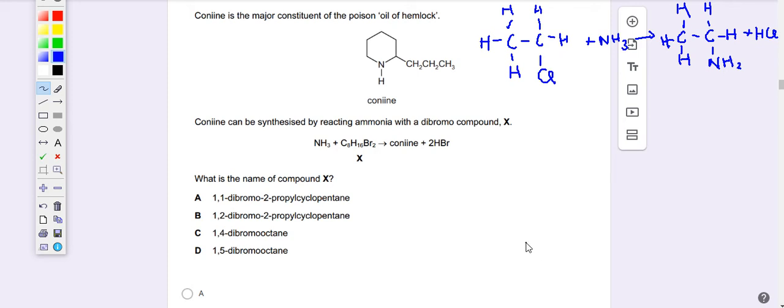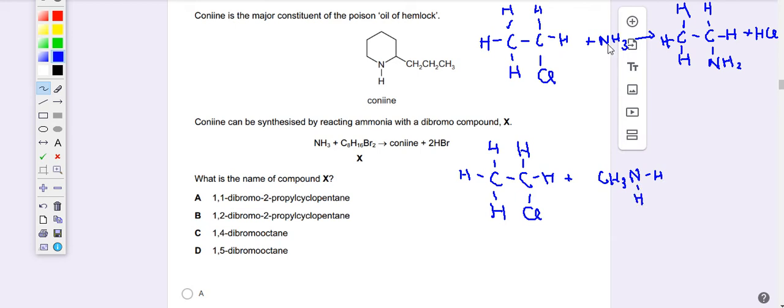Okay, now this halogenoalkane, I'll use the same example, the chloroethane, can also react with an amine. Amine means ammonia where one of the H is replaced by an alkyl group, let's say methyl group, CH3NH2. So it's an ammonia, but one H is replaced by an alkyl group.